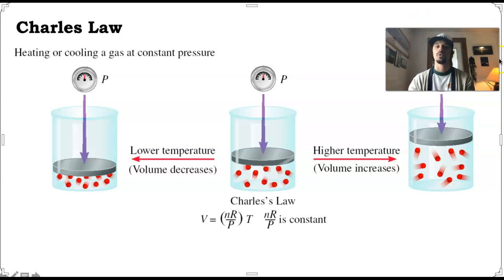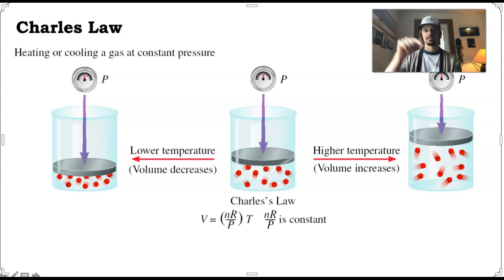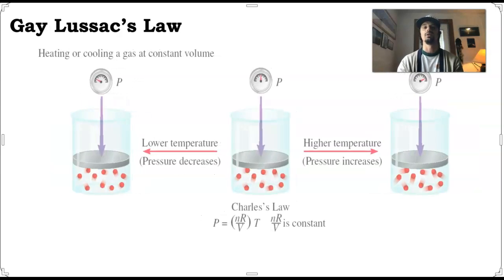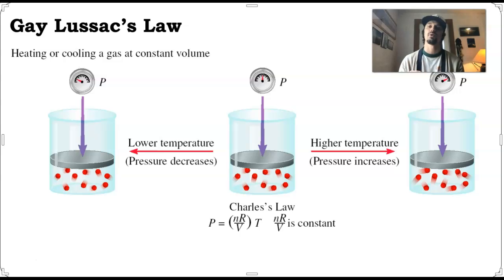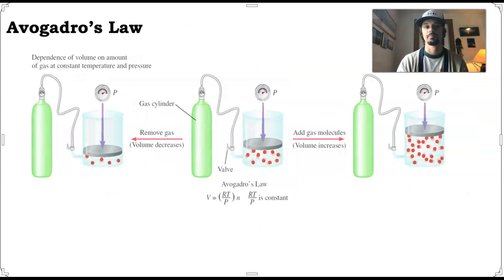Charles' law, relating temperature and volume. If temperature decreases, so does volume. If temperature increases, so does volume. This is a direct relationship between temperature and volume. Gay-Lussac's law: temperature and pressure both decrease or both increase. Again, also a direct relationship.